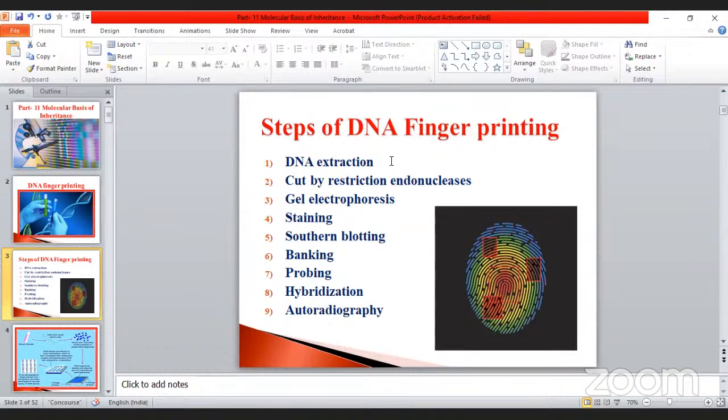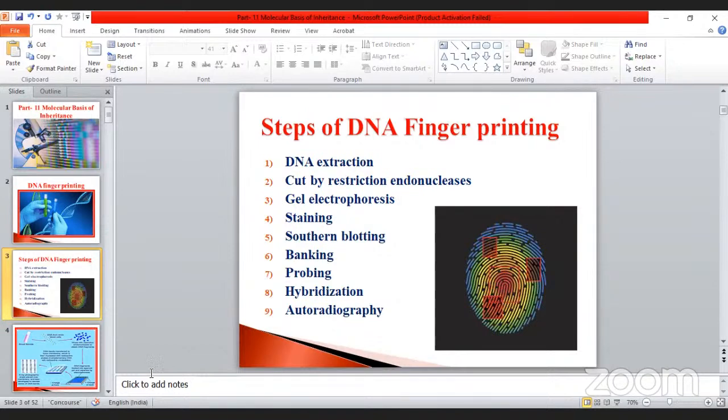And then the information they obtain may be stored in the DNA banking, and then probing, and then hybridization. The last one is called autoradiography. So these are the steps followed in DNA fingerprinting. Once again, repeat for you: DNA extraction, cutting by restriction endonucleases, gel electrophoresis, staining, Southern blotting technique, banking, probing, hybridization, and autoradiography.